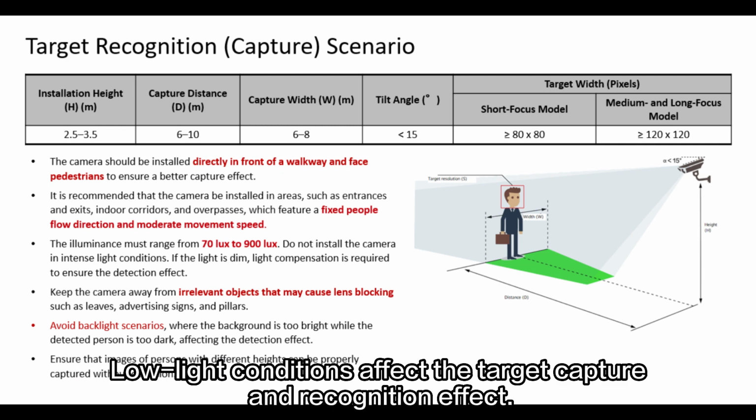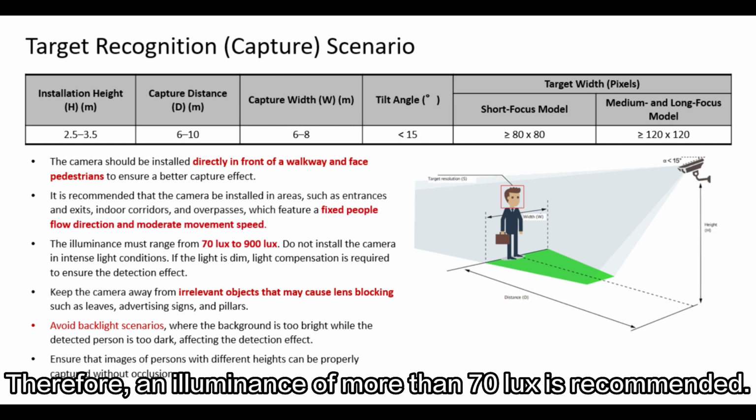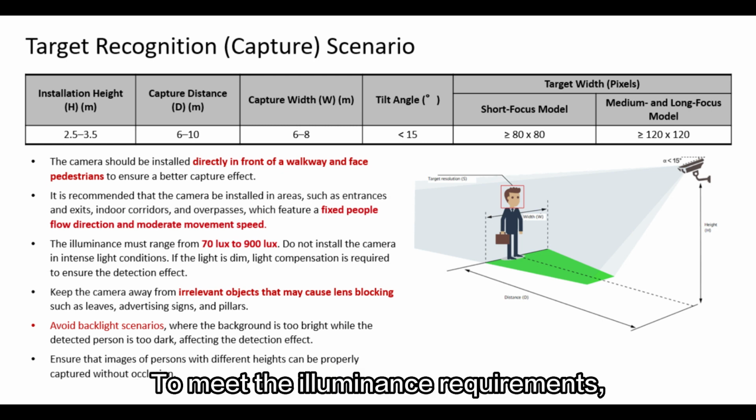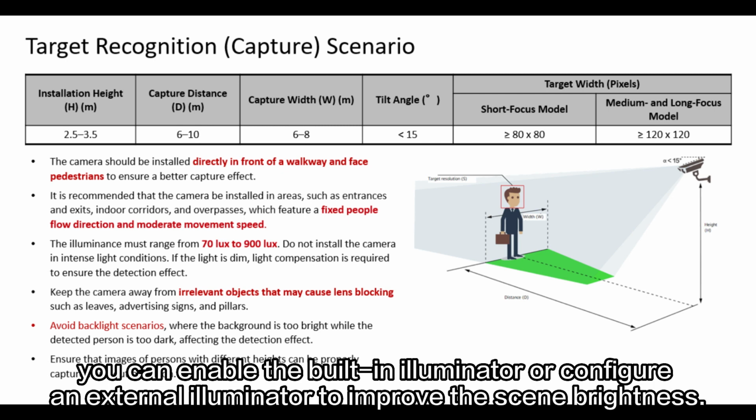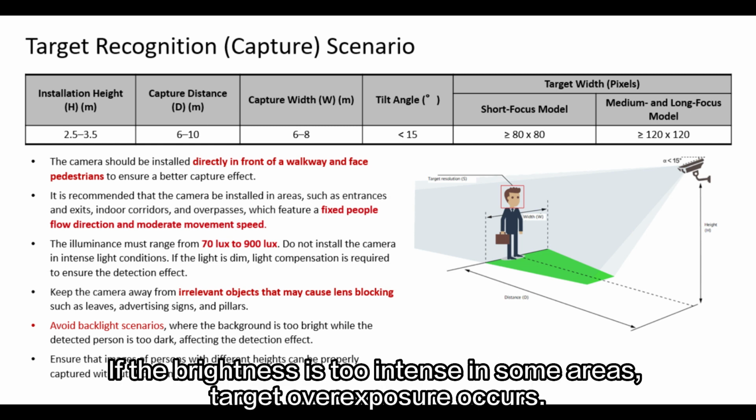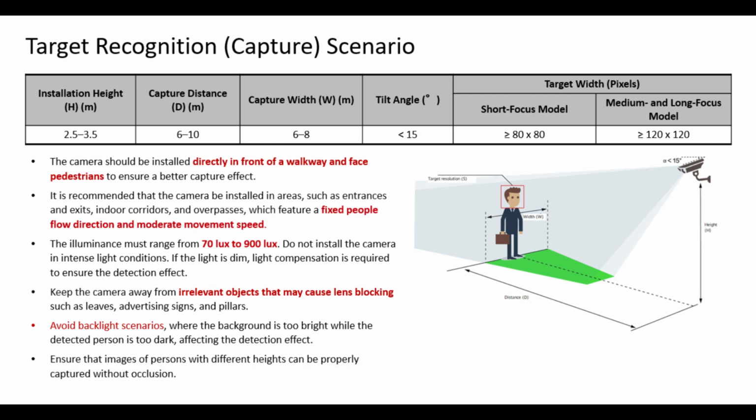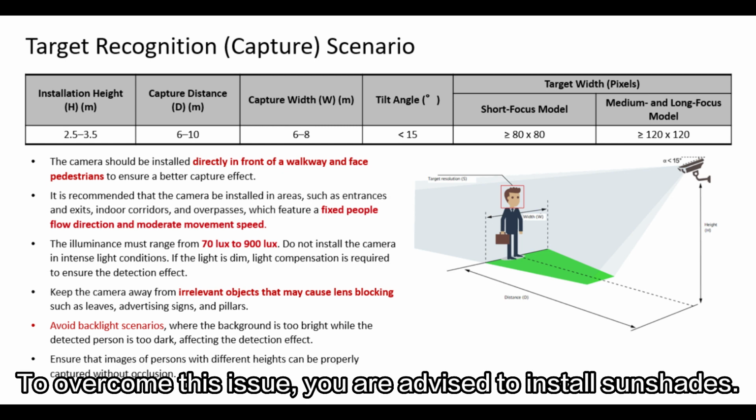Low light conditions affect the target capture and recognition effect. Therefore, an illuminance of more than 70 lux is recommended. To meet the illuminance requirements, you can enable the built-in illuminator or configure an external illuminator to improve the scene brightness. If the brightness is too intense in some areas, target overexposure occurs. To overcome this issue, you are advised to install sunshades.